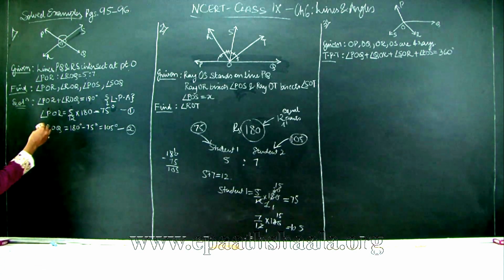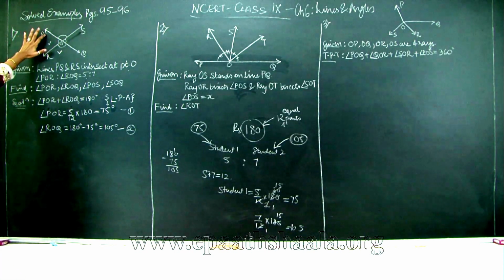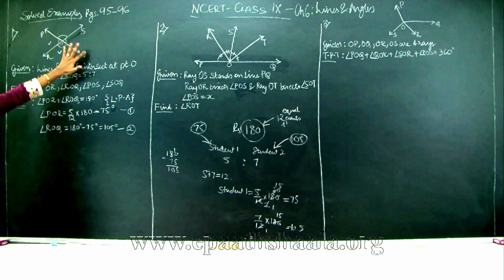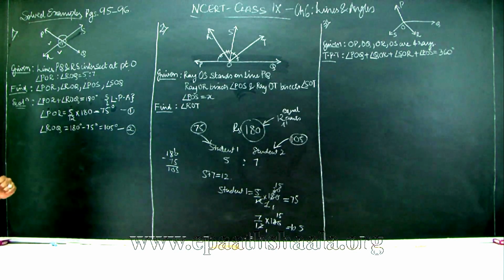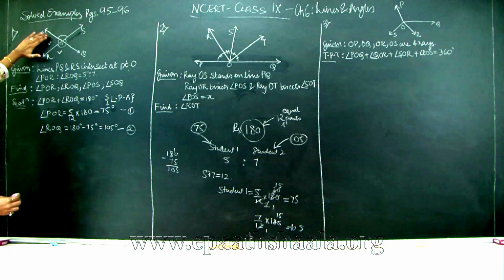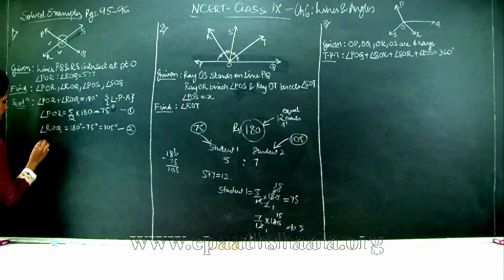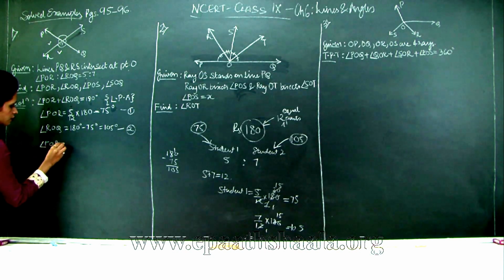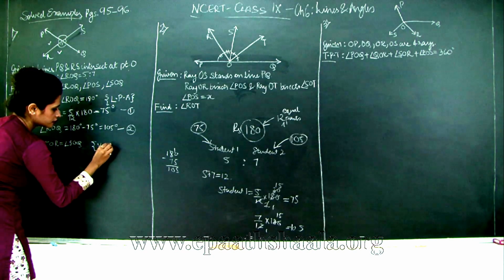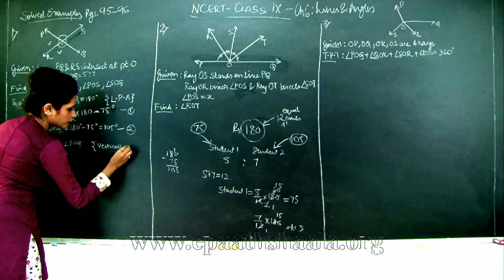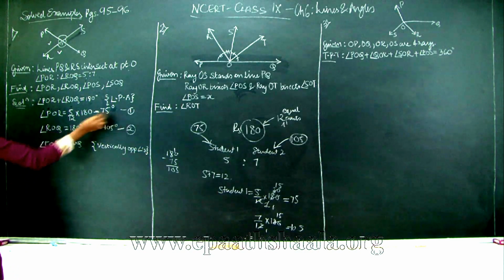And now we have found two angles, this one as well as this one. Now if you notice, POR and SOQ are vertically opposite angles. So what is a vertically opposite angle? We've learned a theorem, right, that vertically opposite angles are equal. So isn't it that POR is equal to SOQ? Yes. So we'll say angle POR is equal to angle SOQ. Why? Vertically opposite angles. Correct?